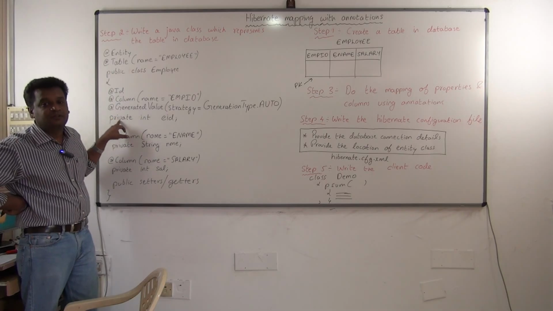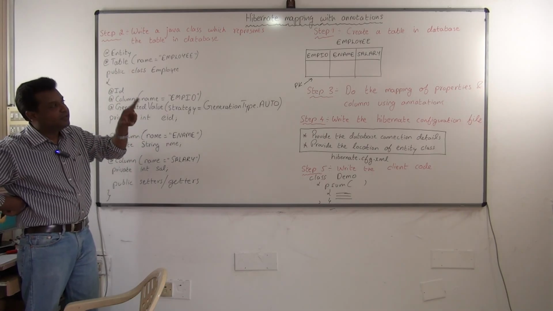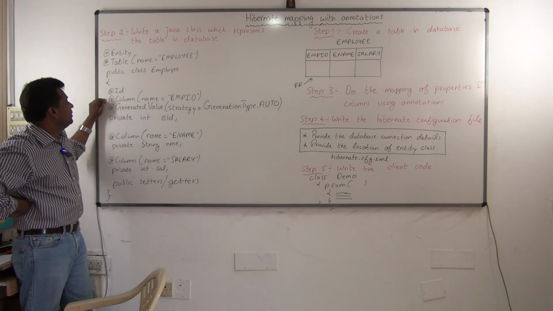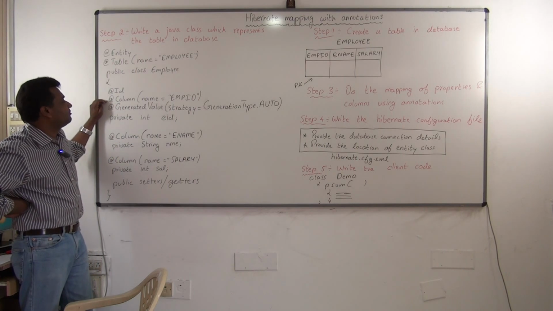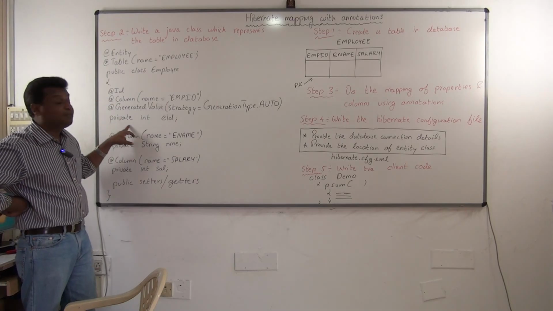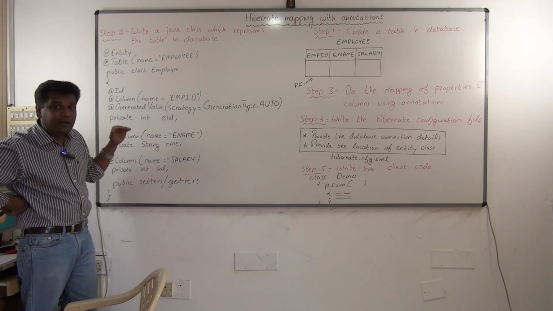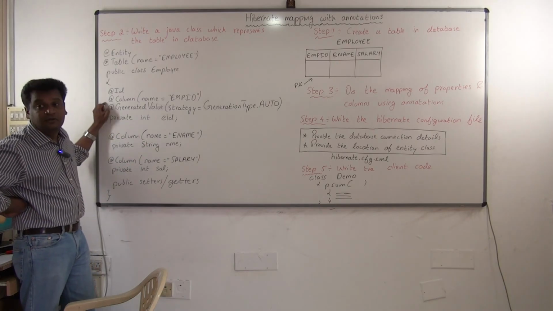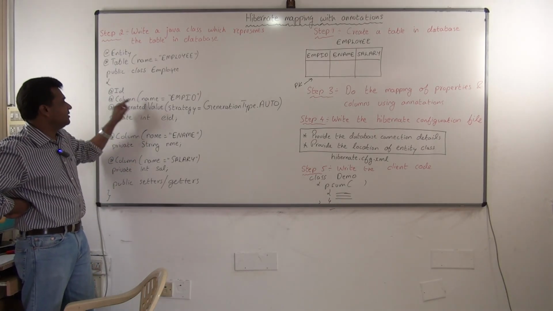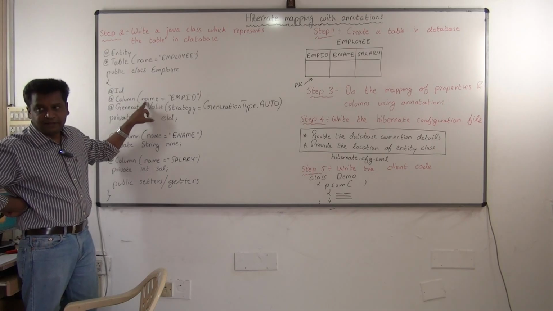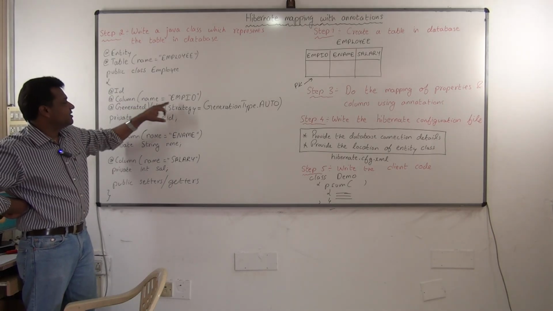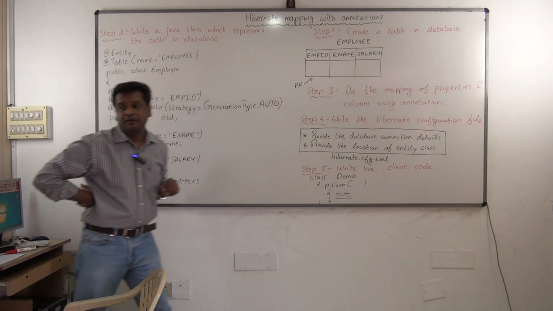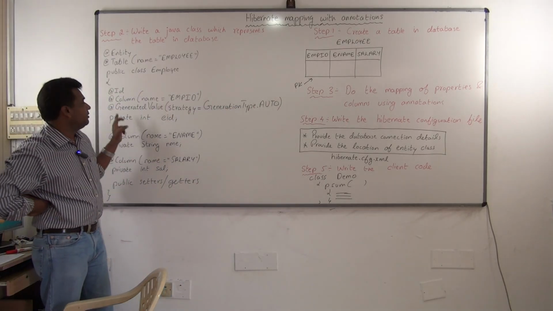@ID annotation will be used for the property which will be mapped to the primary key column of the table. Next, the next annotation is @Column. Yes, this is the property, but it will be mapped with which column of the table? That's the reason I'm using the @Column annotation. There's an attribute here called name, and we are saying EMPID. What is EMPID? It is the column in the table of the database. So it will be mapped.